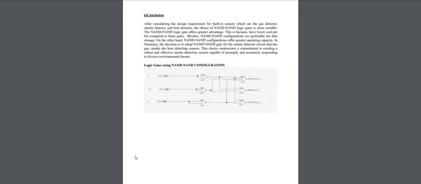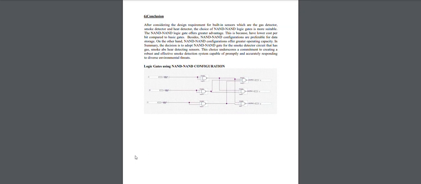In conclusion, the NAND configuration is more cost effective and provides better storage and operational capacity, and it's recommended for implementing the fire detection system. Key diagrams and tables: the truth table, which shows all the possible input and output conditions; the Karnaugh maps, which simplify Boolean logic for optimization; circuit diagrams, which have visual representations of the basic gate and NAND configurations; and the waveforms, which demonstrate circuit outputs for different input scenarios.